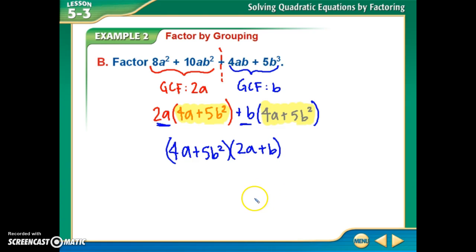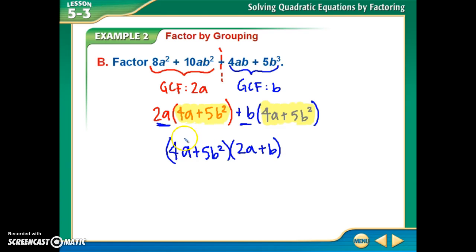So factored form is 4a plus 5b squared times 2a plus b. You have to make sure your parentheses are the same. If they're not the same, you may not have pulled out the correct GCF, or you may have to manipulate your negatives and positives. You can always check your work by multiplying it back out.